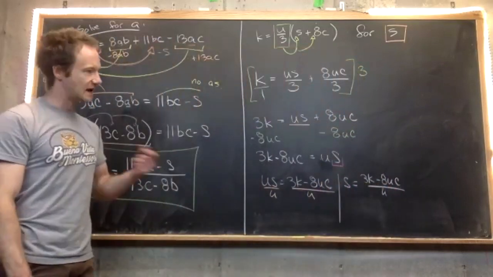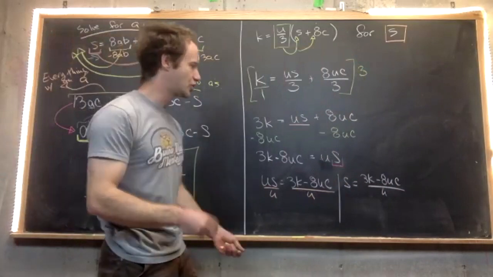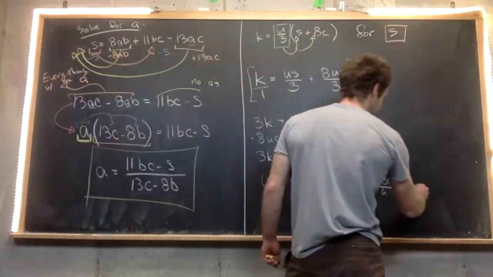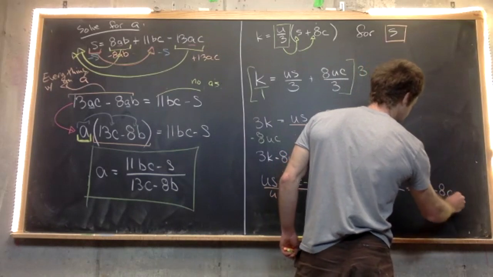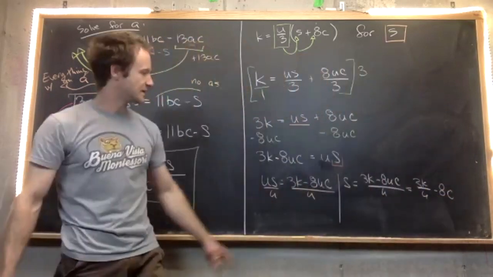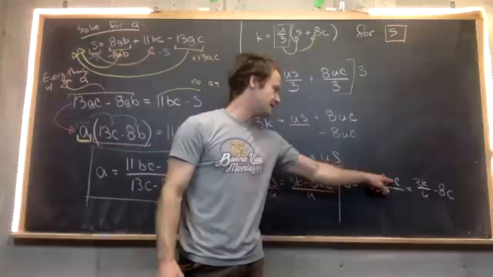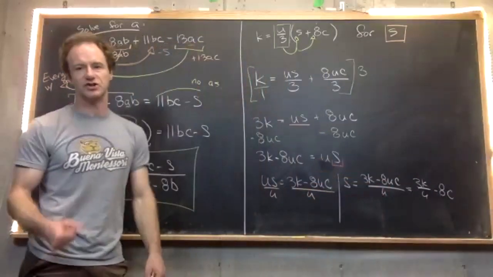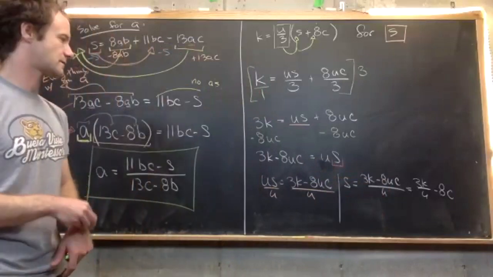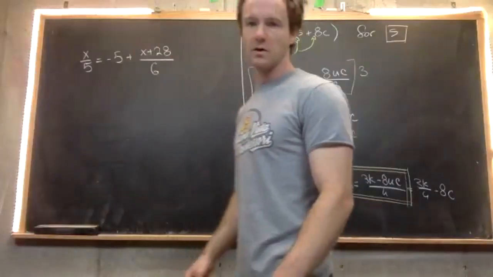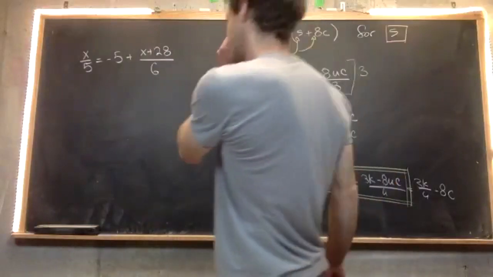And then I would say that's maybe the best way to write this down, but you could rewrite it as 3k over u minus 8c. That would be another way to write it. Notice we've got 3k over u, and then the u cancels, so that one just goes down to 8 times c. Okay, so that's what I have for this first one.